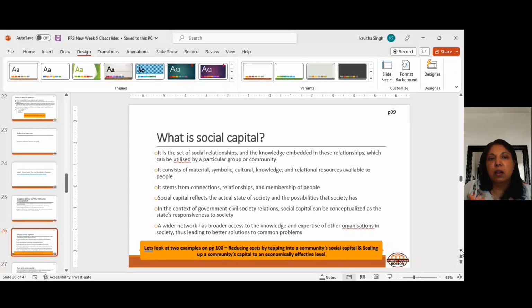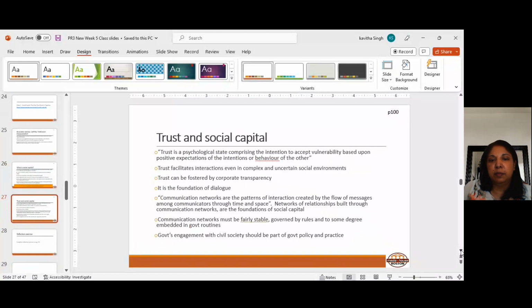There are entrepreneurs around the world, not only in urbanized areas but in rural areas. If you look at some of the things that have been generated by rural communities, it is phenomenal, absolutely phenomenal. Okay, then we talk about trust and social capital.